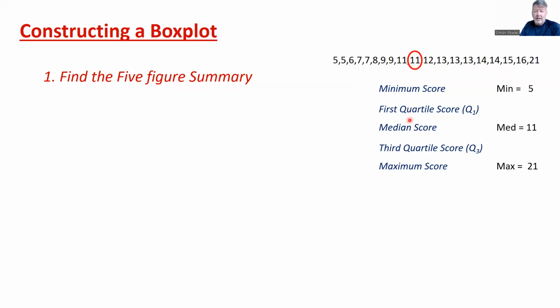To find the Q1, we find the median of the bottom half. We've got 9 bits of data there. So 9 plus 1 is 10 over 2 is the 5th bit of data. 1, 2, 3, 4, 5. There's our 5th bit of data, which is 7. And our 1, 2, 3, 4, 5. There's our 5th bit of data, which is 14. Great. There's our 5-figure summary.